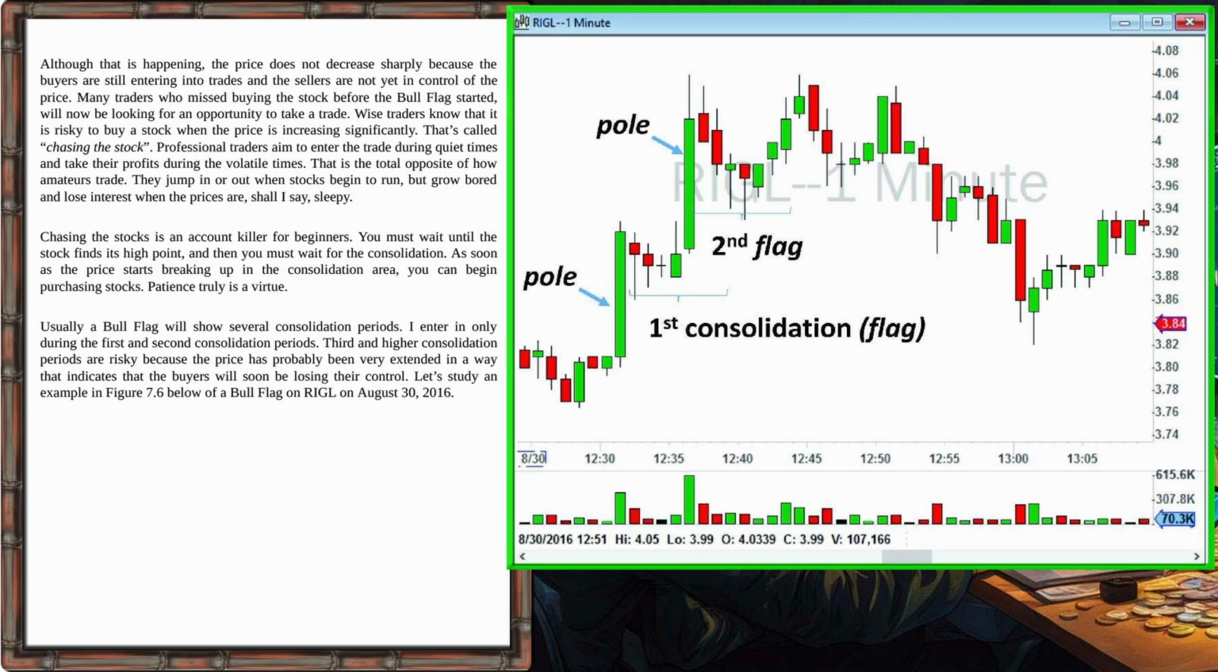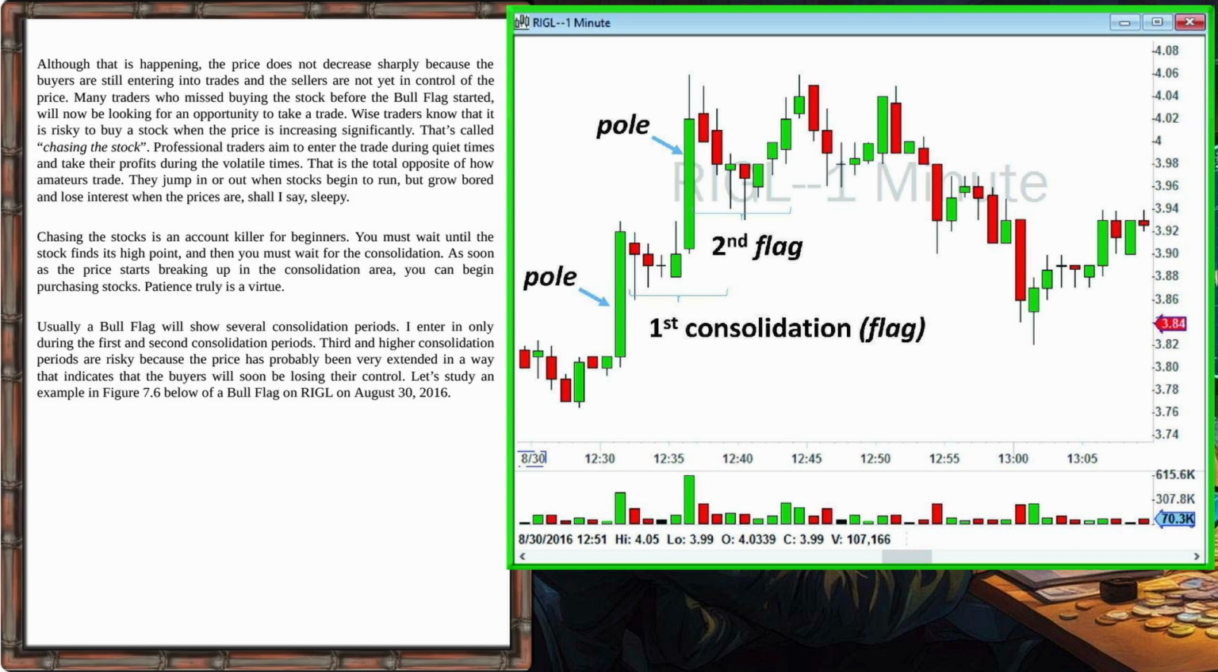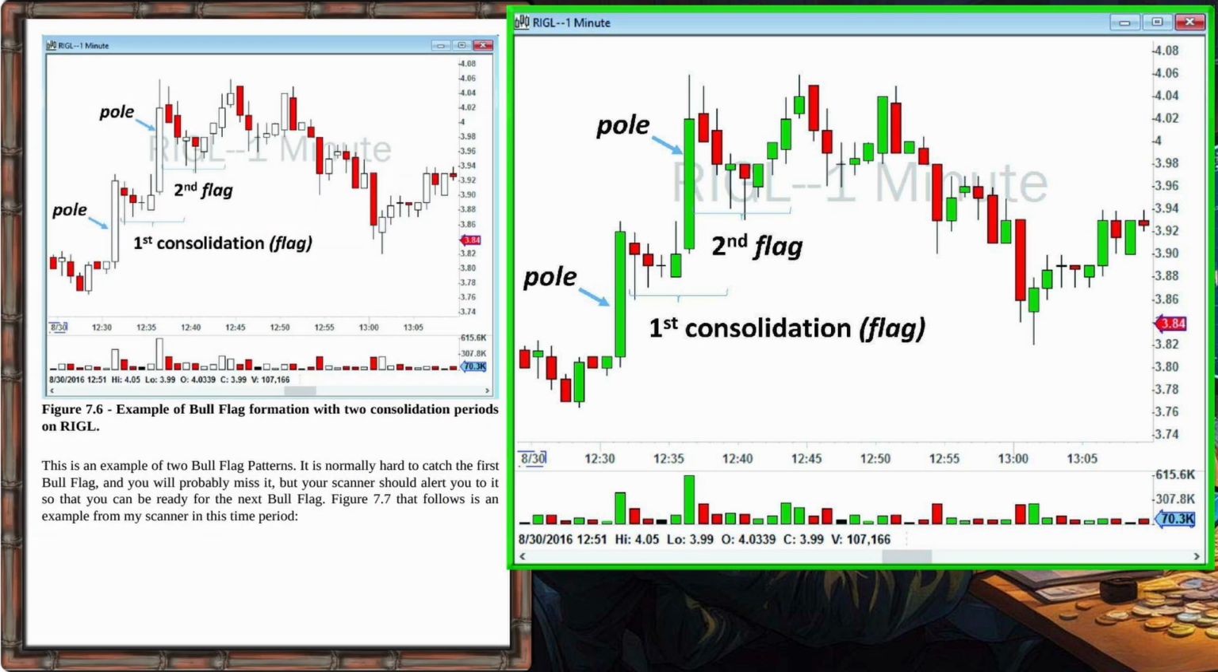Let's study an example in figure 7.6 below of a bull flag on RIGL on August 30th, 2016. This is an example of two bull flag patterns. It is normally hard to catch the first bull flag, and you will probably miss it, but your scanner should alert you to it so that you can be ready for the next bull flag.